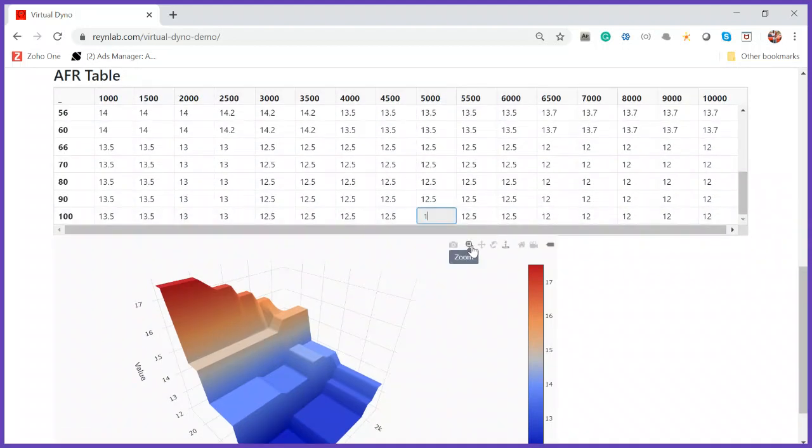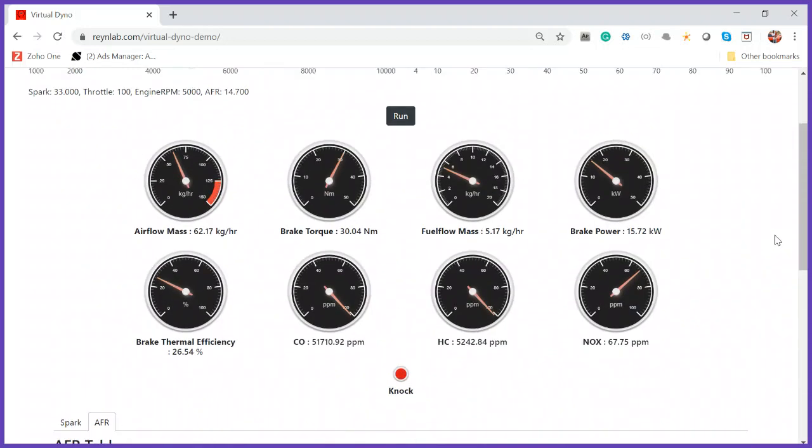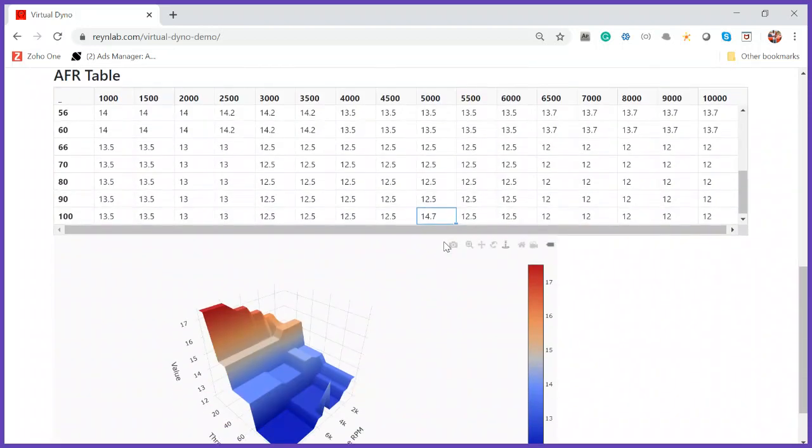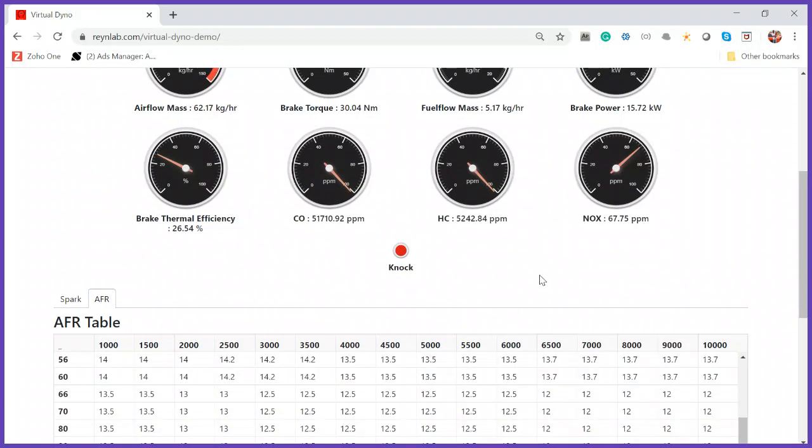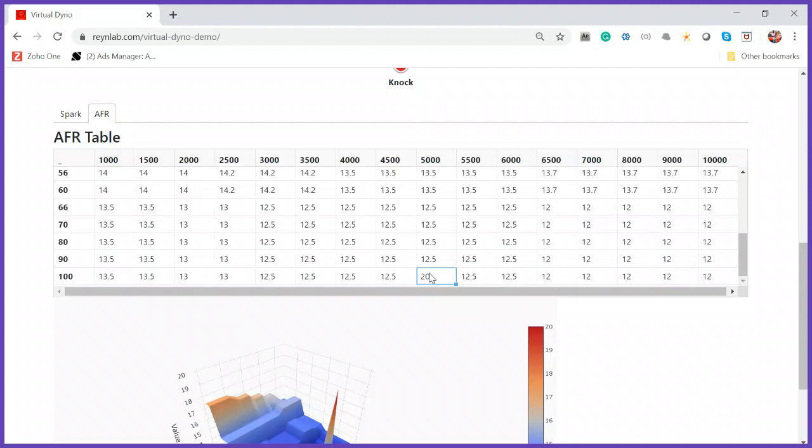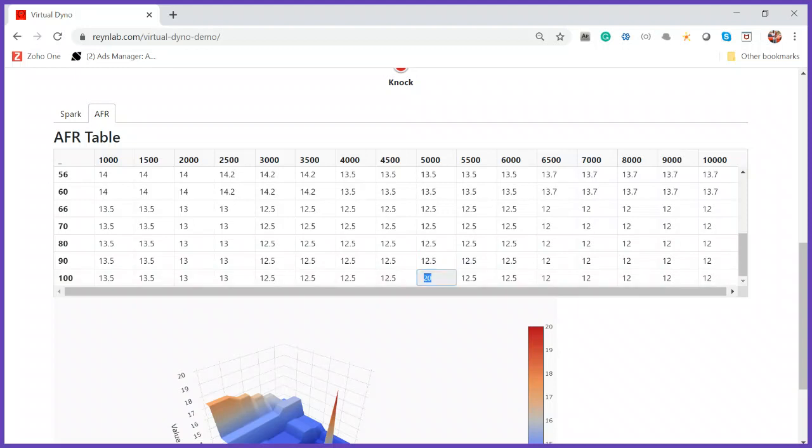Now suppose I make this stoichiometric. Stoichiometric is 14.7. So now you see it's gone to 14.7, and torque was 30, fuel flow was 5, more or less similar, not changing. But let me make it really lean, maybe 20. Still the same. Being an area of high volumetric efficiency, it's probably not causing too much of a difference. But let me try running it at 20 AFR.